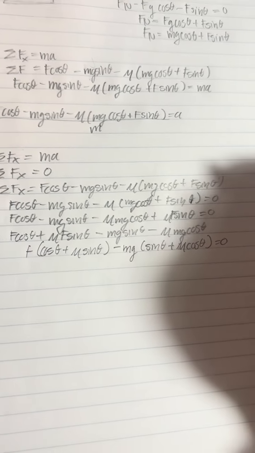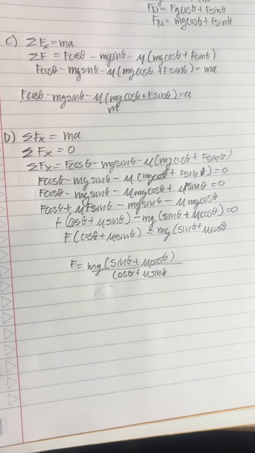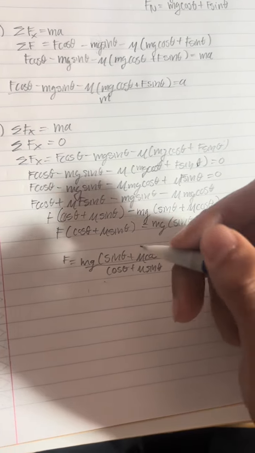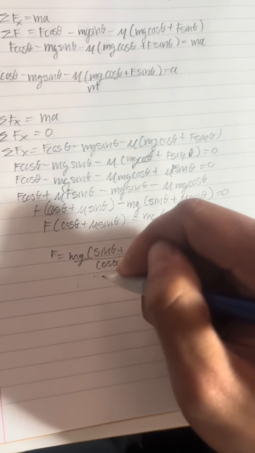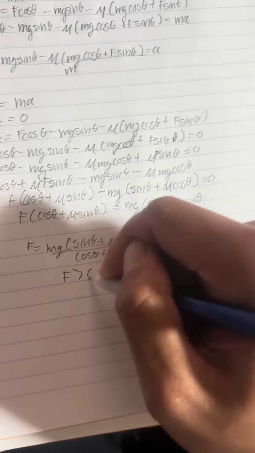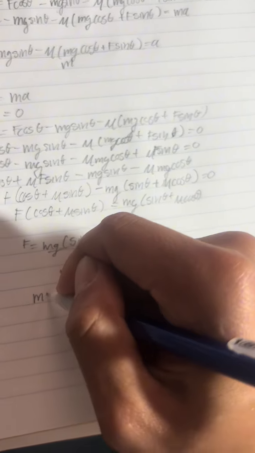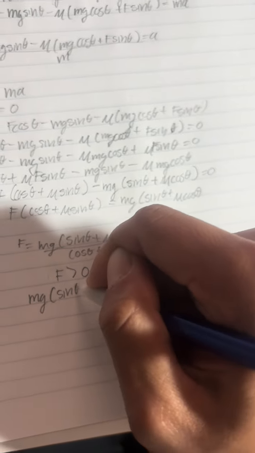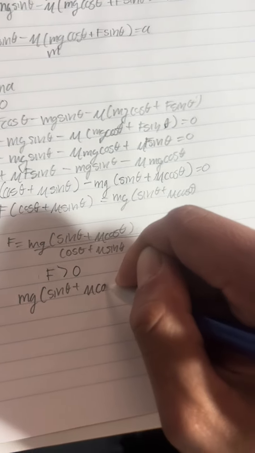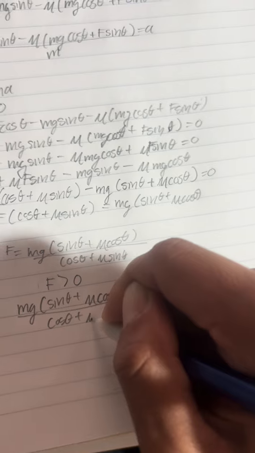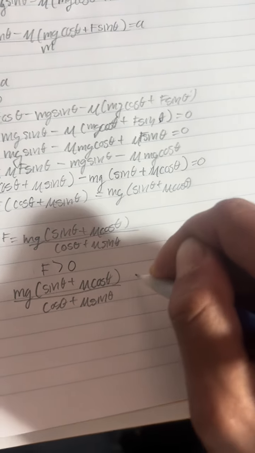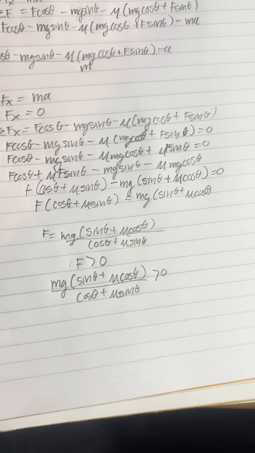Equals 0. Now, since it's moving at a constant velocity, that means that F has to be positive in order for the box to be moving up. So we can make a statement that F is greater than 0, and then F is equal to this whole equation right here. So we can say mg sine theta plus mu cosine theta over cosine theta plus mu sine theta is equal or greater than 0.